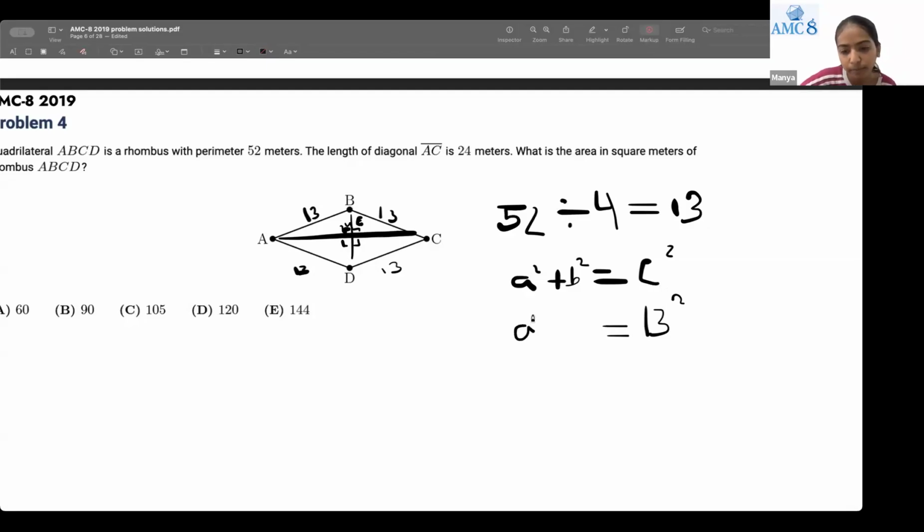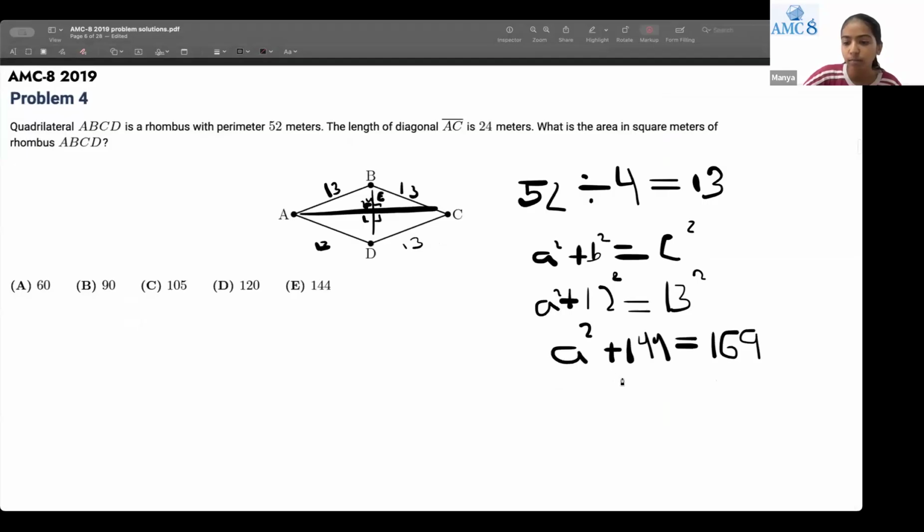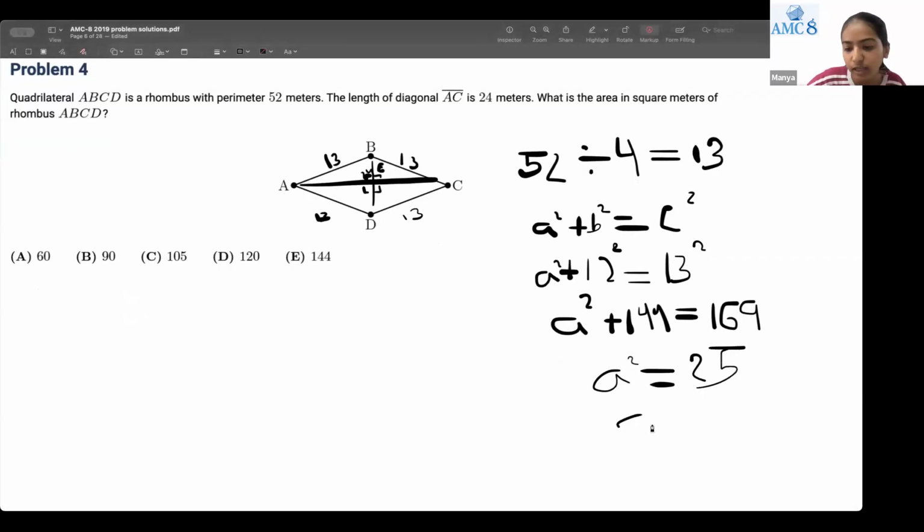So then A squared plus 12 squared is equal to 13 squared. And so I'll just write A squared plus 144, which is 12 squared, is equal to 169. And 169 is 13 squared. And so if we subtract this, 169 minus 144, we're going to get A squared is equal to 25. And we need to find the square root of 25. If we find the square root of 25, it's going to be A equals 5.